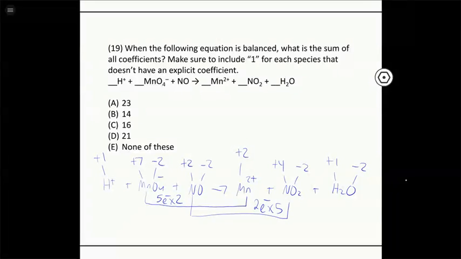So we had to double the number of electrons for manganese. So we have to put a 2 in front of each of those species. We had to multiply by 5 the number of electrons that nitrogen is losing, so we have to put a 5 in front of each of those. And then the rest now, which is just water and H+, we balance by inspection.